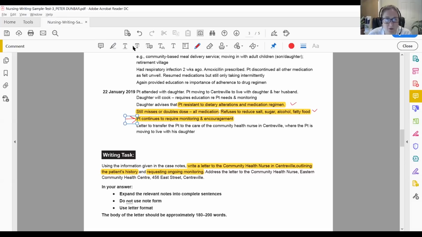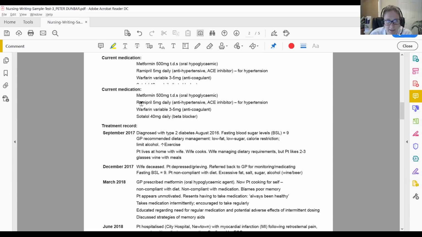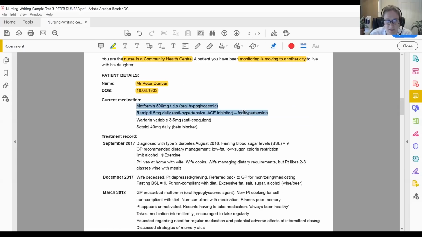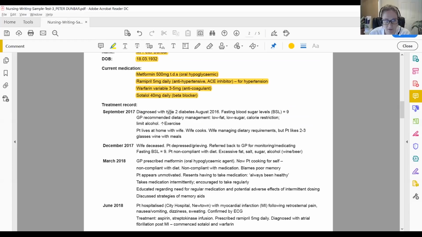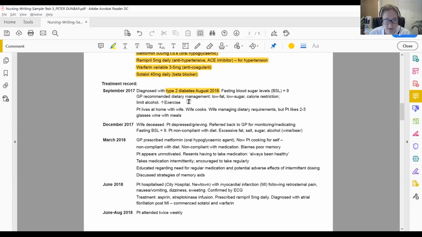But let's have a little look at the rest of the case notes and what's in relation to the medication and perhaps his medical conditions that he's got at the moment. So all medication we've got here. So if we're asking the reader to monitor medication, we need to include the medication in the letter. So what have we got? We've got his type 2 diabetes, so he's had that since August. Okay, and he's obviously been recommended a low fat, low sugar, calorie restriction, limited alcohol, and increase of exercise. So he's been recommended to do that.